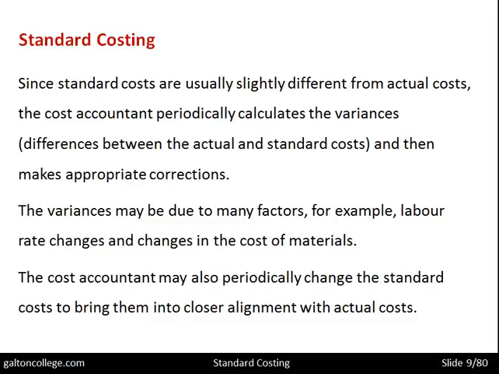Now, if those variances are quite considerable, even though they're in the accounting period, the cost accountant may make adjustments to the accounts in that period, not just wait to the end. They may make the adjustments as they go through to try and minimize the amount of the variance that will be shown at the end of the accounting period.